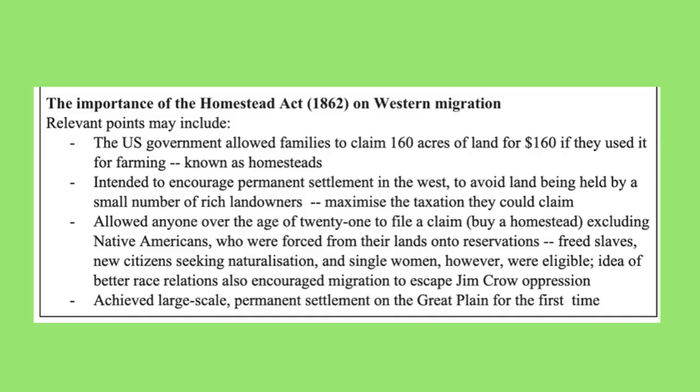So an example of a point you could have made could have been that the Act allowed anyone over the age of 21 to file a claim, except for Native Americans. But freed slaves, new citizens seeking naturalisation, and single women were for the first time eligible to buy their own land. So you can see there again, we've taken our initial point, but we've extended it to really explain clearly the link between the Homestead Act and Western migration, and why one element of the question was important for the other. And it's that development and making that link really clear that is so important for this question.